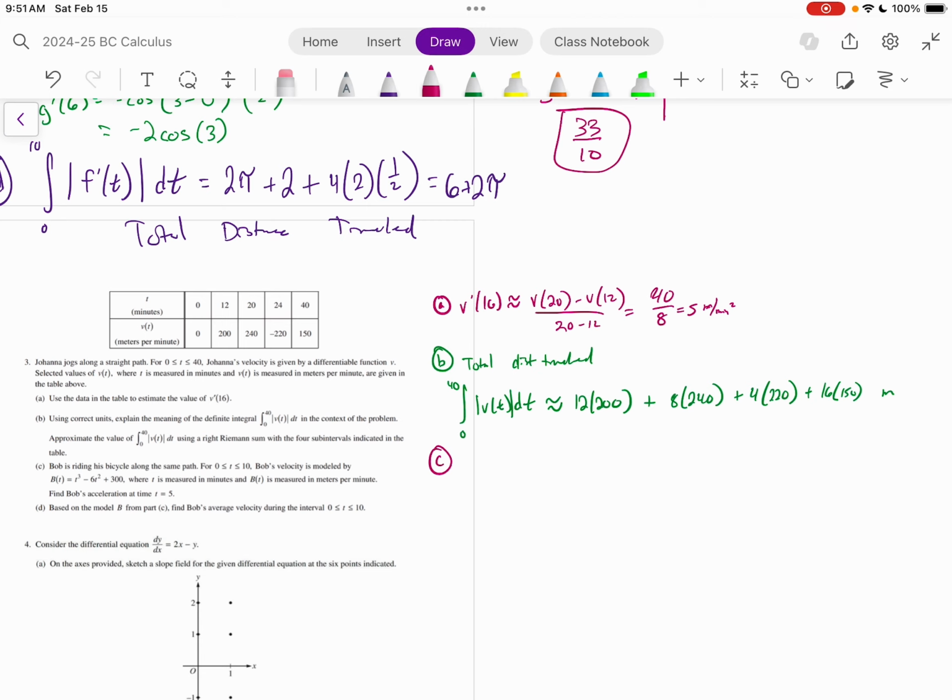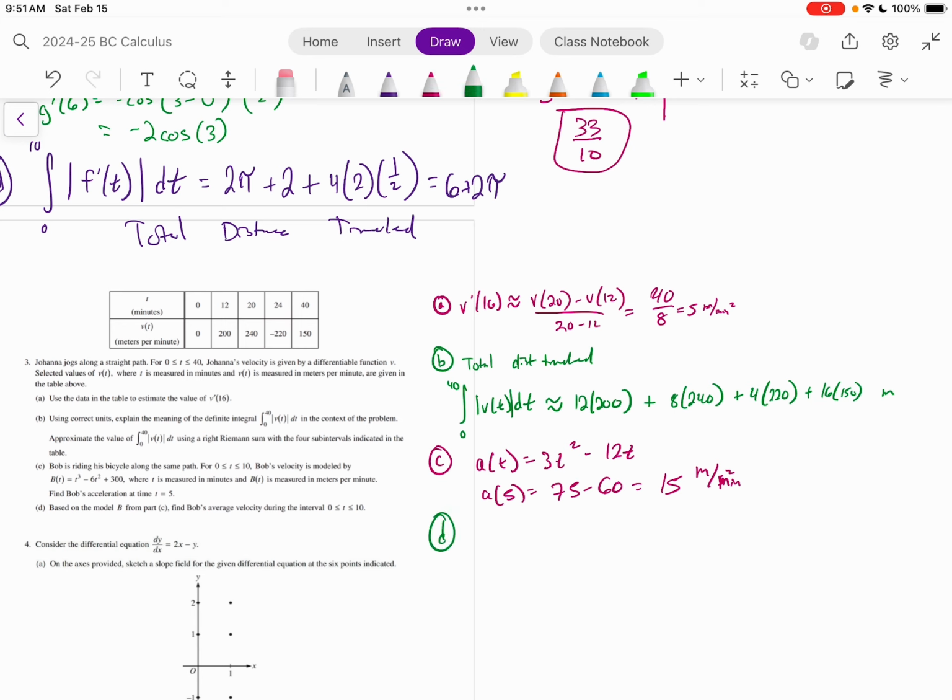Find Bob's acceleration. Well, that's not so hard, right? This is Bob's velocity. So Bob's acceleration is just going to be 3t squared minus 12t. Well, that's about as easy as we get on this AP. A of 5 is going to be 75 minus 60, 15 whatevers per whatevers. Minute? Are these minutes? Yeah, who cares?